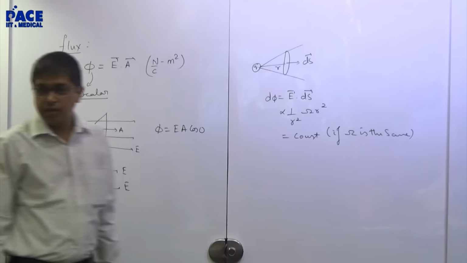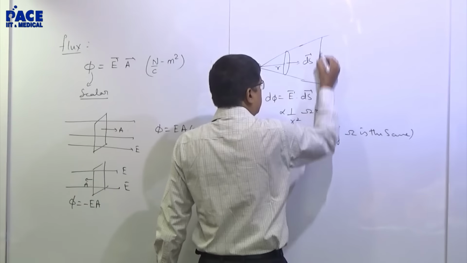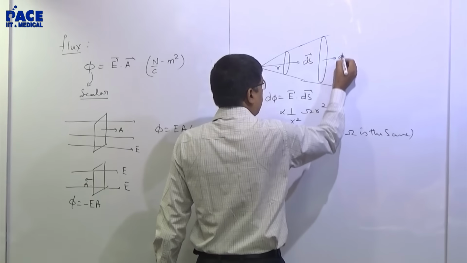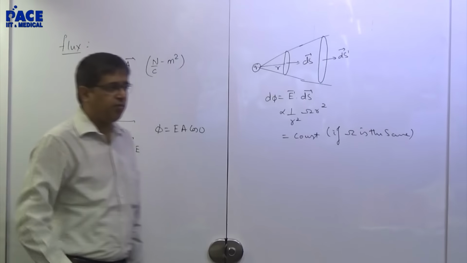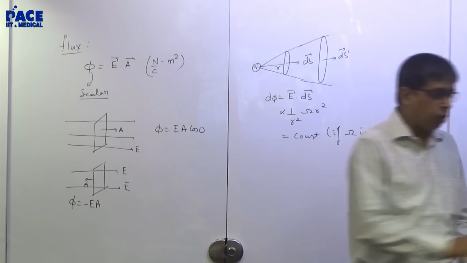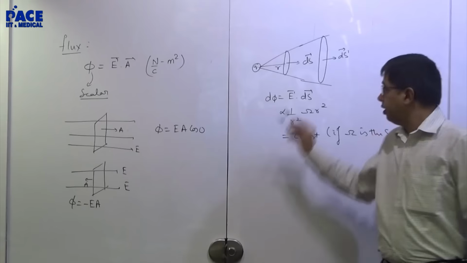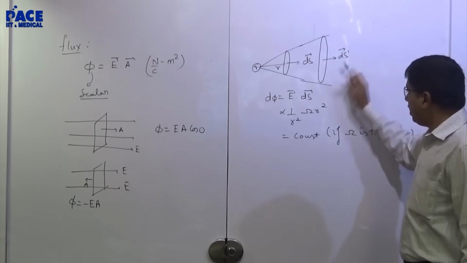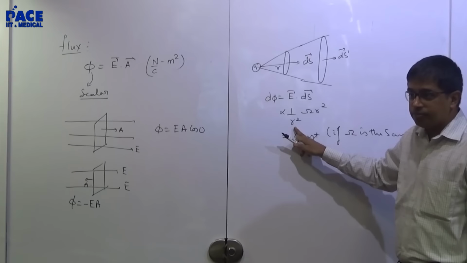Obviously yes. In the sense, tomorrow if I take this particular area, call this ds dash, will the flux be the same? Yes, the flux will be the same. The flux through both these will be the same. Are you getting this point? As I move out, the area is increasing, the field is decreasing at the same rate.